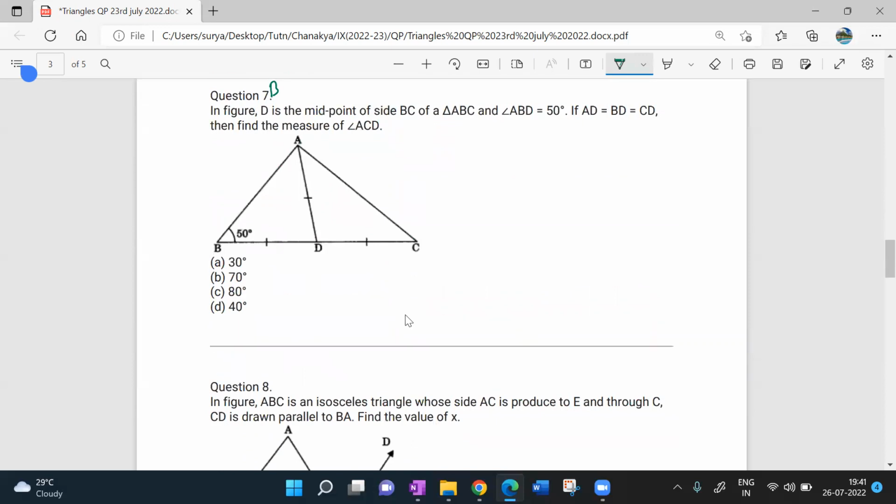This one is the answer. Angle BAD is also 50, because it is isosceles, and angles opposite to equal sides are equal. Then the other angle is also 50.